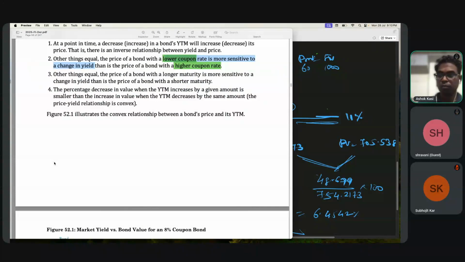Poor people will suffer, right? Ambani is not going to get worried that inflation is going up. What do I do? He will not be worried. Poor people will be worried. So it is affecting the poor people more. Poor people are more sensitive to the change in interest rates. Similarly, a lower coupon is more sensitive to change in rates.